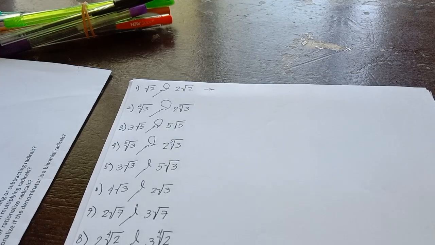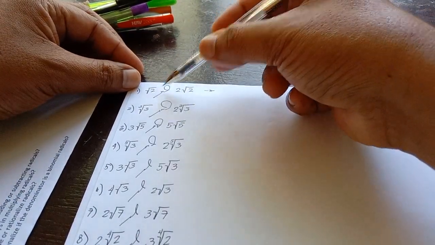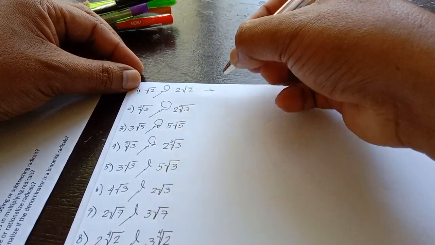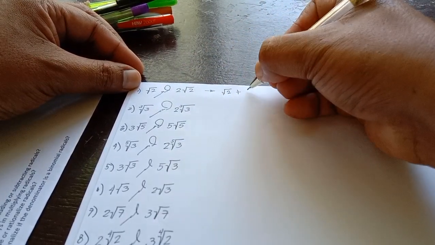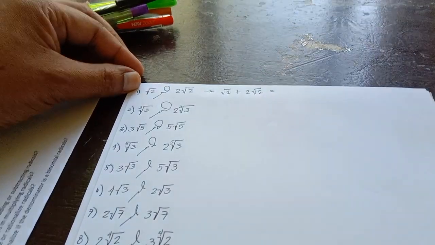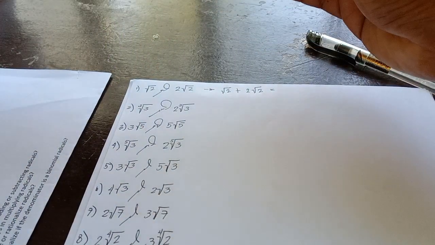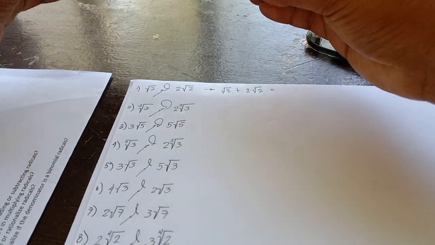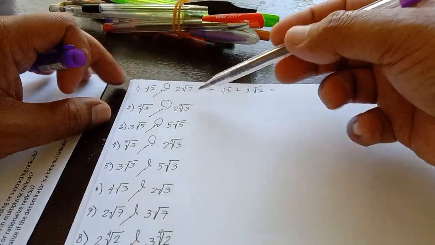So i-add na natin, yun ang una natin, addition. So number 1, square root of 2. I-rewrite natin, square root of 2 plus 2 square root of 2. Okay. So gamitan ni Sir ng lapis ito, ng ibang kulay, para mas lalo nyo maintindihan, ganun din ang gagawin natin.